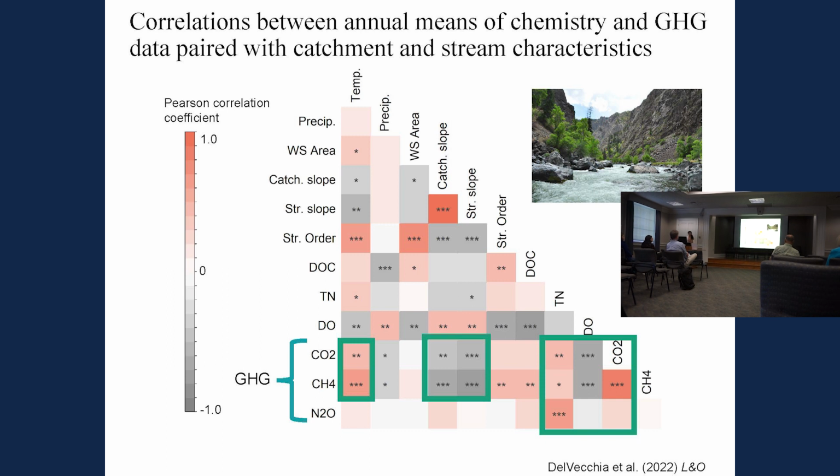The first thing I want to point out is this strong control coming from catchment slope or stream slope, which indicates physical controls on greenhouse gas processing. Basically, the steeper the stream, the more turbulent it is, the more likely that gases are going to flux out of the stream, and also the more likely that it's going to remain well oxygenated.